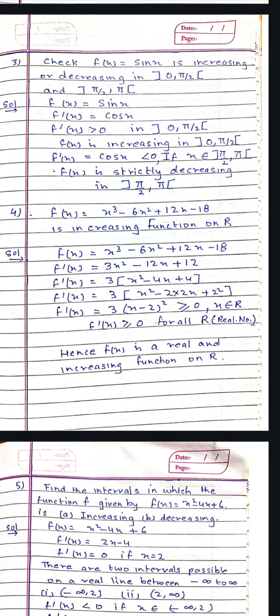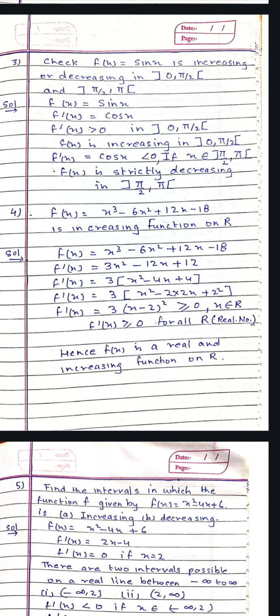We differentiate f(x) = sin x, we get f'(x) = cos x. Now in the first quadrant cos x is positive, so we can say f'(x) is greater than 0 in the open interval 0 to pi by 2, that is the first quadrant. So f(x) is increasing in the interval 0 to pi by 2.